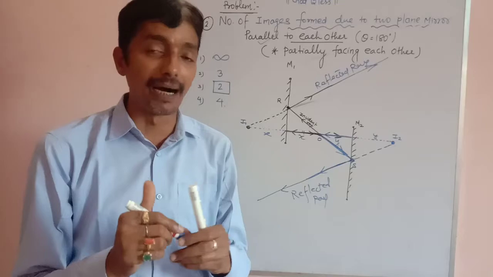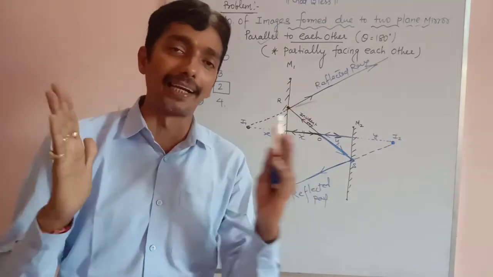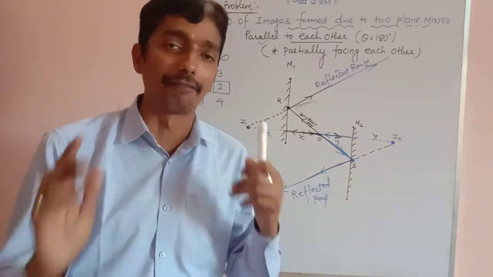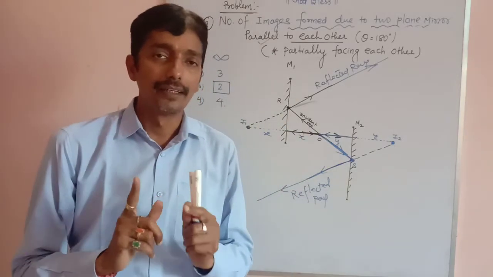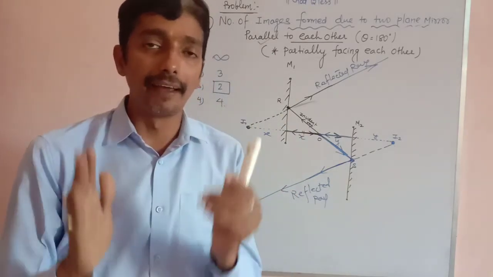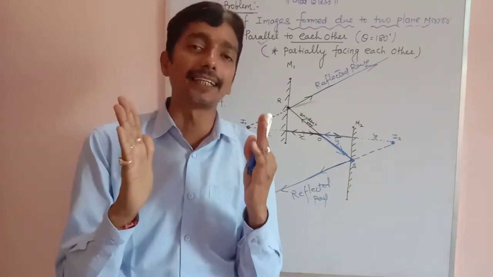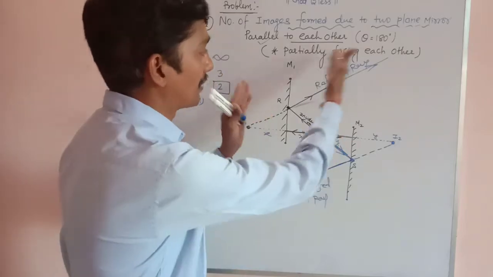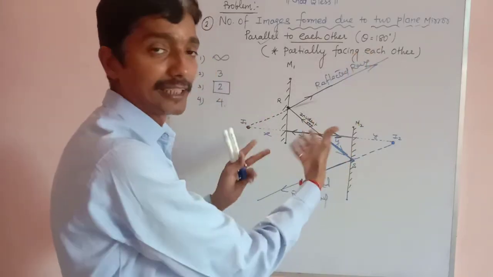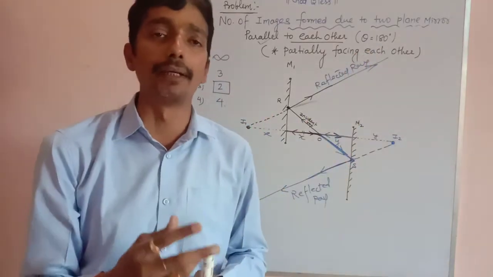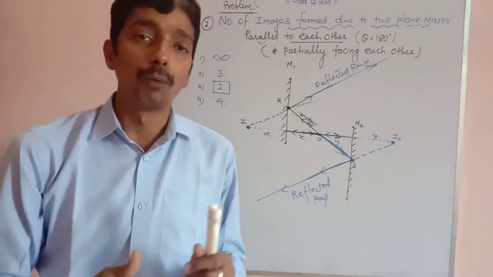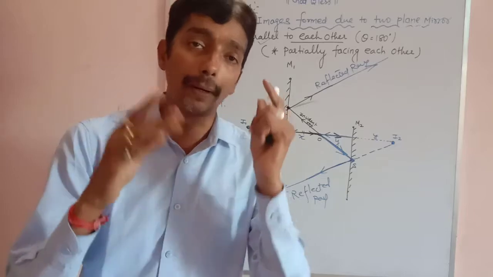So please don't mug up that whenever the mirrors are parallel, the answer is infinite. The number of images formed is infinite. No. Look at the problem situation. If the mirrors are completely facing each other, then the number of images is infinite. But if the mirrors are partially facing each other like this, if this is the question given, then the number of images is 2. Please write this down fast.